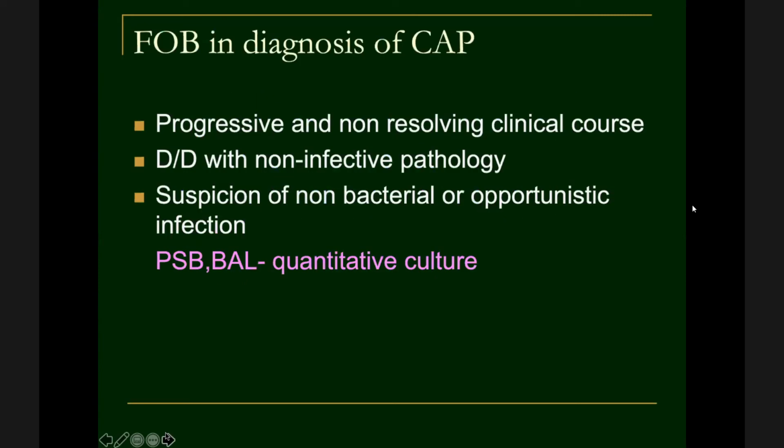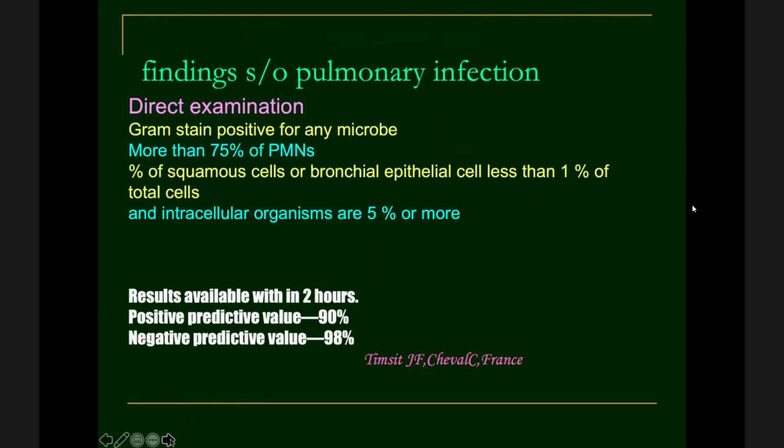Another test you can do is the invasive test, that is fiber optic bronchoscopy, in the diagnosis of community-acquired pneumonia. It is for a progressive and non-resolving clinical course. In that case, you can use fiber optic bronchoscopy, for differential diagnosis with non-infective pathology, suspicion of non-bacterial or opportunistic infection, and the BAL quantitative culture that you can use. So it is mainly in these conditions that you use the invasive fiber optic bronchoscopy.